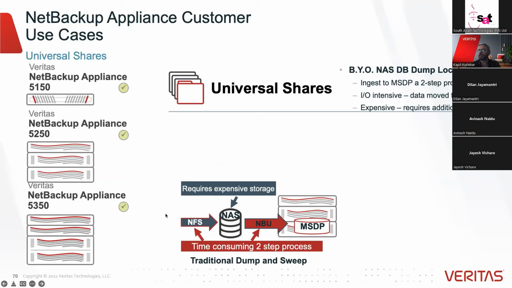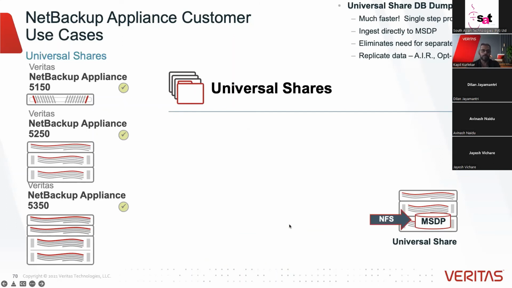Normally your database via NFS or some protocol will dump it on a storage box, and from there the NBU will pick it up. But what happens with universal share is that the NFS directly writes it onto the appliance, and from there it is kept as it is stored in the backup location.